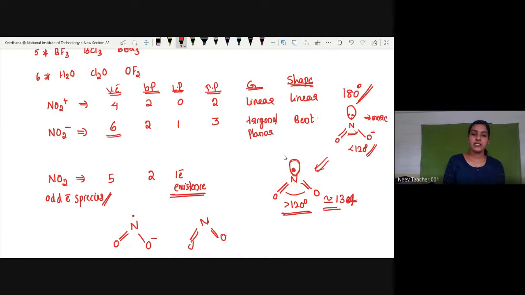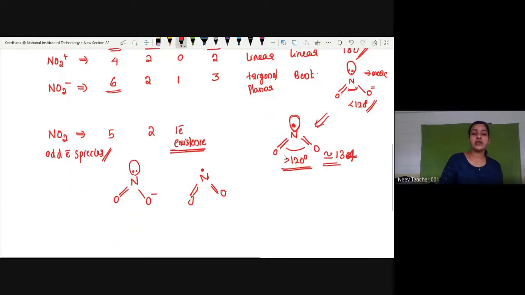Where NO2 minus has a presence of 1 lone pair, NO2 has only 1 electron. So the repulsion in NO2 minus will be higher due to this lone pair, so the bond angle will decrease. But here there is only 1 small electron, so its repulsion will be minimum, so the bond angle will be greater here. So the comparison of bond angle: NO2 plus has the highest bond angle, then NO2, which is greater than NO2 minus.